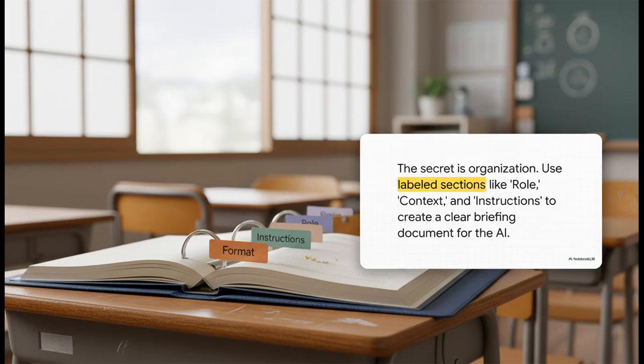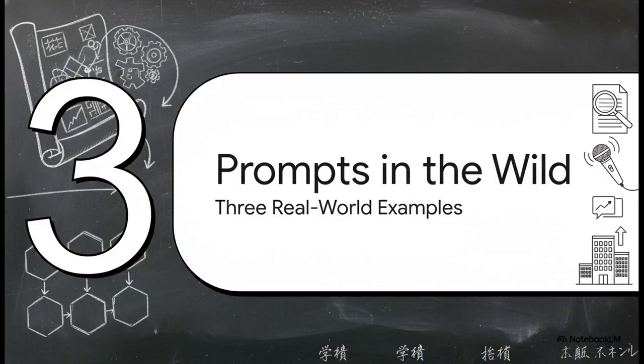Seriously, don't miss this. The absolute key to success here is structure. Using clear labels like role, context, and instructions basically turns your prompt into a perfect briefing document for the AI. It just removes all the ambiguity and makes your complex request super easy for the model to understand and execute perfectly. Okay, that's enough theory. Let's see how this blueprint actually works in practice. We're going to look at 3 totally different professional scenarios to see exactly how these prompts get built.